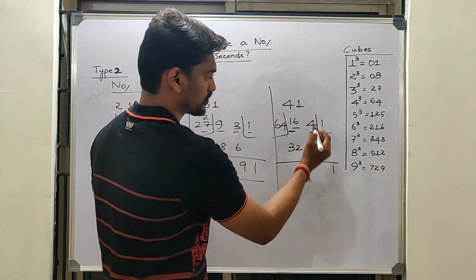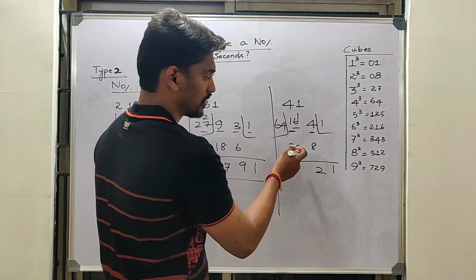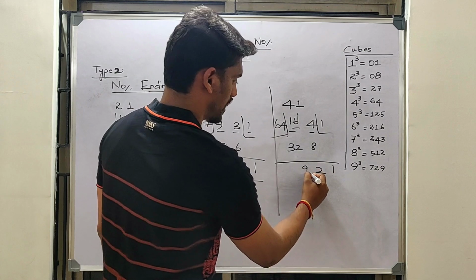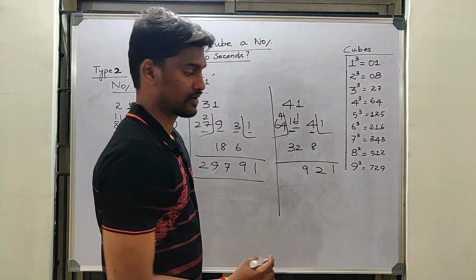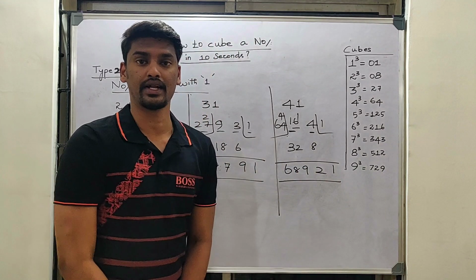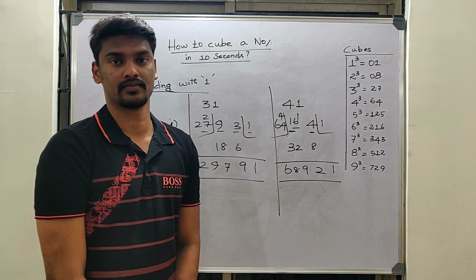So 8 plus 4 it is 12. 2 will be here. So 32 plus 16, 48. 48 plus 1, 49. So 9 over here and 4 over here. So 64 plus 4 it is 68. 921 is the answer for this question.